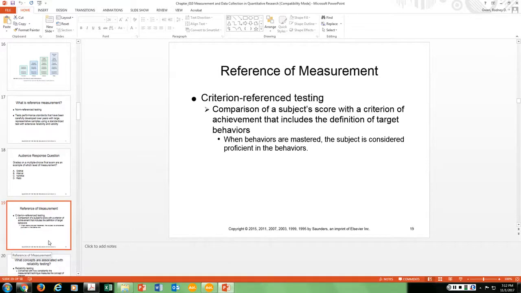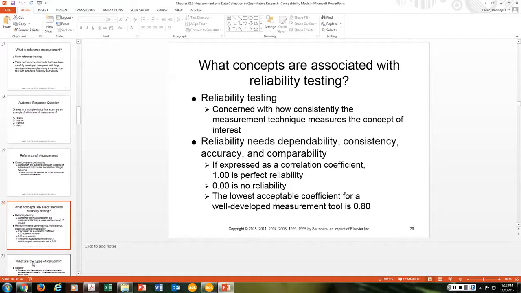Criterion reference testing is comparison of a subject score with a criterion of achievement that includes the definition of target behaviors. And when the behaviors are mastered, the subject is considered proficient. So those last two slides, norm reference measurement and criterion reference measurement, are really not critical to nursing research, but the next couple of slides definitely are.